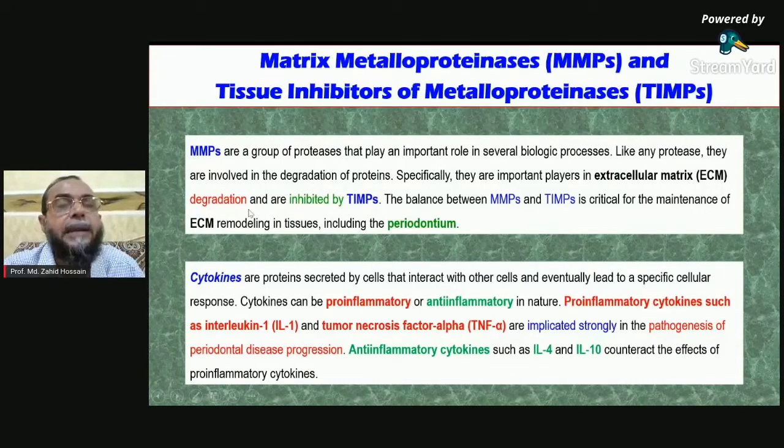Degradation and inhibited by TIMP. So when MMP action starts, TIMP comes and stops their action, so that our health is regained. Cytokines are proteins secreted by cells that interact with other cells and eventually lead to a specific cellular response.